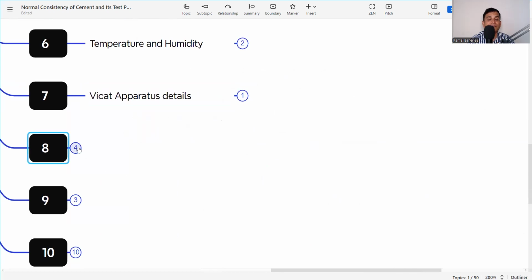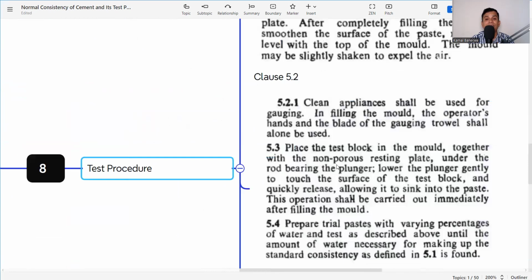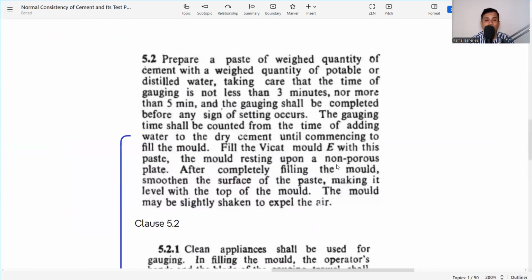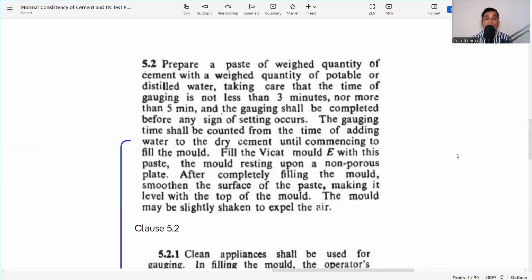Next is, what is the test procedure? The test procedure is determined in IS 4031 part 4. What is this? Prepare a paste with a weighed quantity of cement with a weighed quantity of potable or distilled water. Now, what is the quantity of cement? That is up to you, what is required. Maybe 300 gram, maybe 500 gram, whatever you take, that will be it.